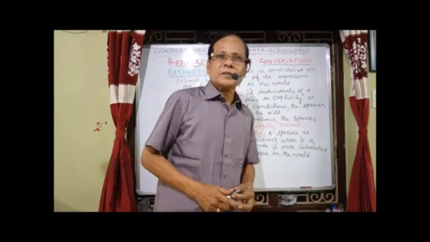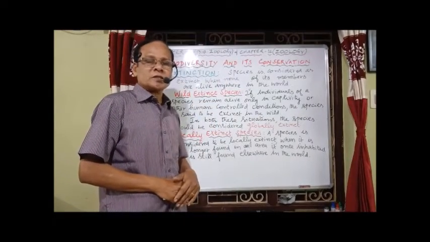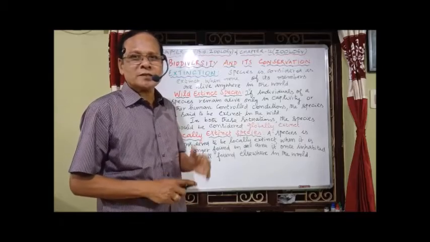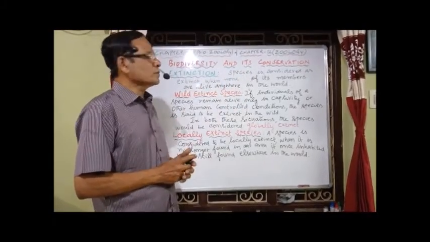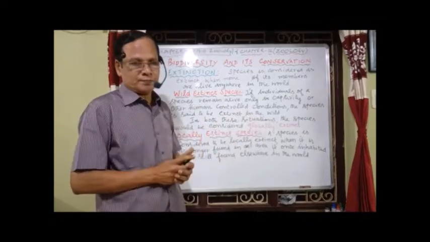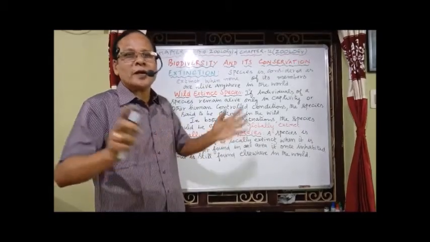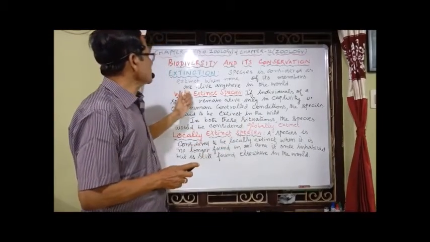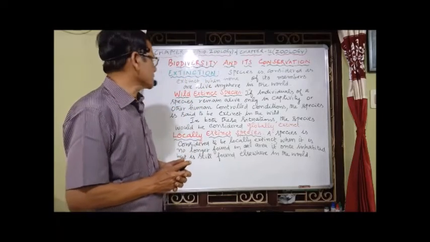The next part of the lesson is extinction. What is extinction? Which species is considered as extinct? A species is considered as extinct when none of its members are found anywhere in the world, completely absent. Such species are called extinct species, and the phenomenon is called extinction.